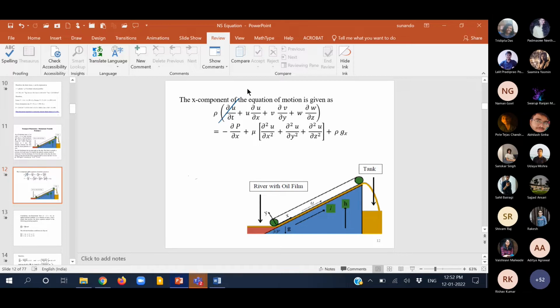Should we have this term? No. Can you specify why? Because u will vary in the direction of y. Perfect. And what is that called if u varies only in the direction of y but not in x? There is a specific name to it. You are absolutely right, but could you tell me what kind of a profile that is called?